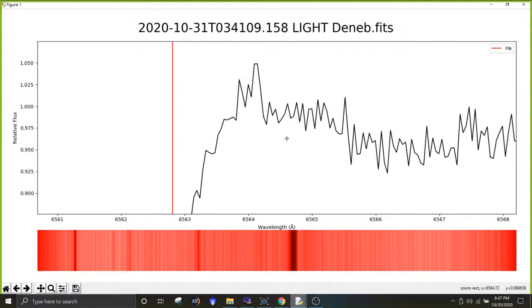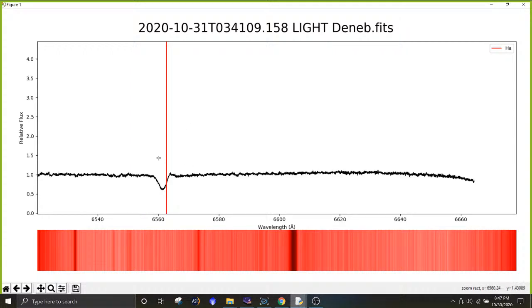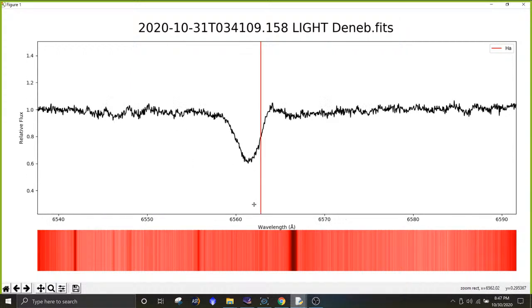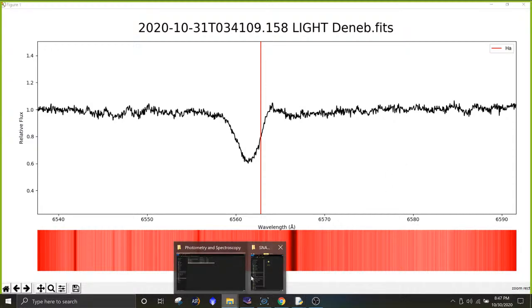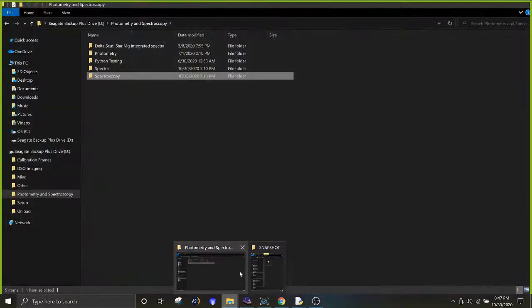Right. There you go, that spike right there. It's a little noisy here, but this is what you get with 30 seconds of exposure. But because this is a variable star, we can actually compare this with previous data and see how the spectrum changes. So let me pull up a spectrum taken a few months ago.